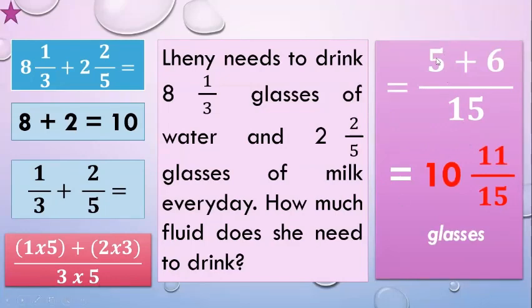Okay, so this is 5 plus 6 is 11. Copy the denominator. And of course, you have the whole number 10 here, which should be affixed here. So our answer is 10 and 11/15 glasses of fluids. So, how do you find it? Exciting? Yes, exciting. Then it's very fun.